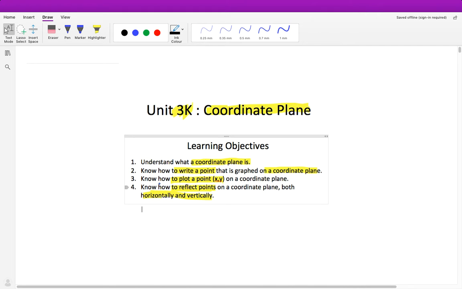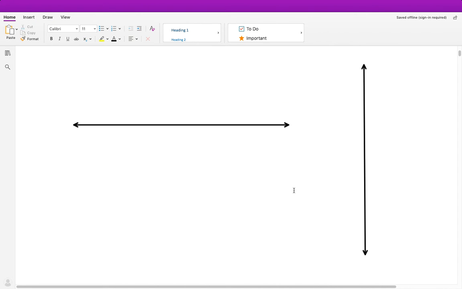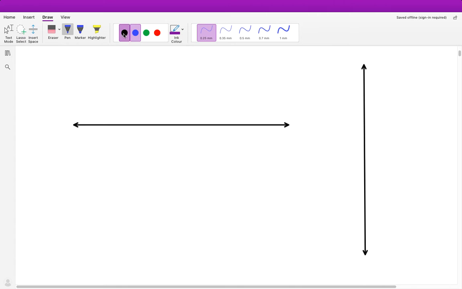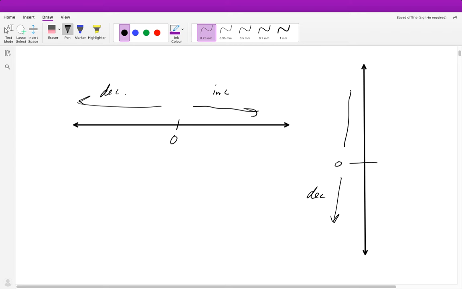All right, so before we get into anything with the coordinate plane, we are going to go ahead and discuss what a coordinate plane is. So we have already learned how to graph along a horizontal number line where we have 0, and as we move to the right, we know that we are increasing with value. As we move to the left, we are decreasing with value. And we've also learned how to graph a vertical number line, where when we have 0, as we move down, we have a decreasing value, and as we move up, we have an increasing value. So we have learned how to do these separately.